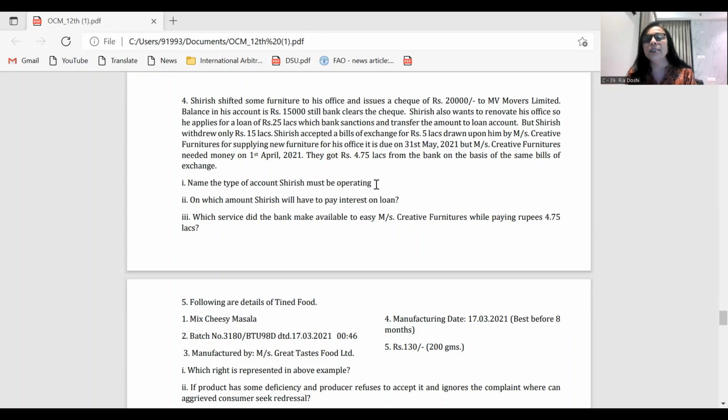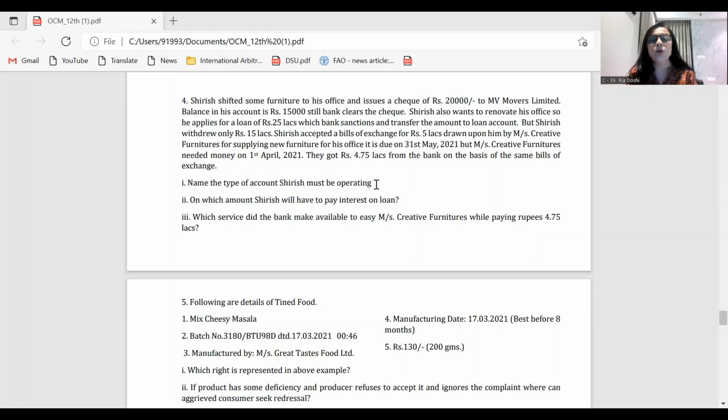The case goes like this. Sirish wants to renovate his office. He wants a loan, so he applies for a loan and he's sanctioned, and the money has been given to something called the loan account. Mind you, it has not gone into the savings or the current account. A separate account was opened and he has been given a loan.